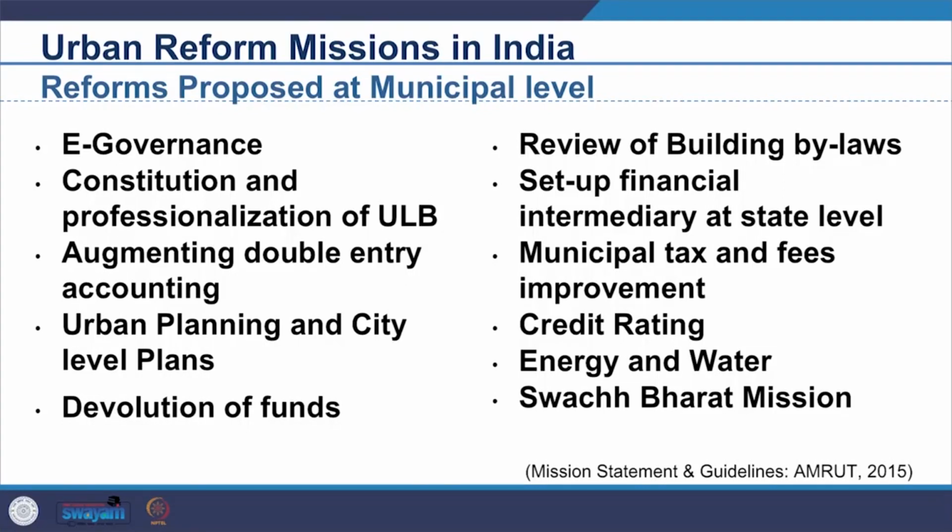We see that following 11 reforms are being undertaken: e-governance, constitution and professionalization of urban local bodies, augmenting double entry accounting system, urban planning and city level plans, devolution of funds, also reviewing of the building bylaws, setting up of financial intermediaries at state level, municipal tax and fees improvements, credit rating, energy and water, Swachh Bharat mission. Further, we see that the mission has 7 components.